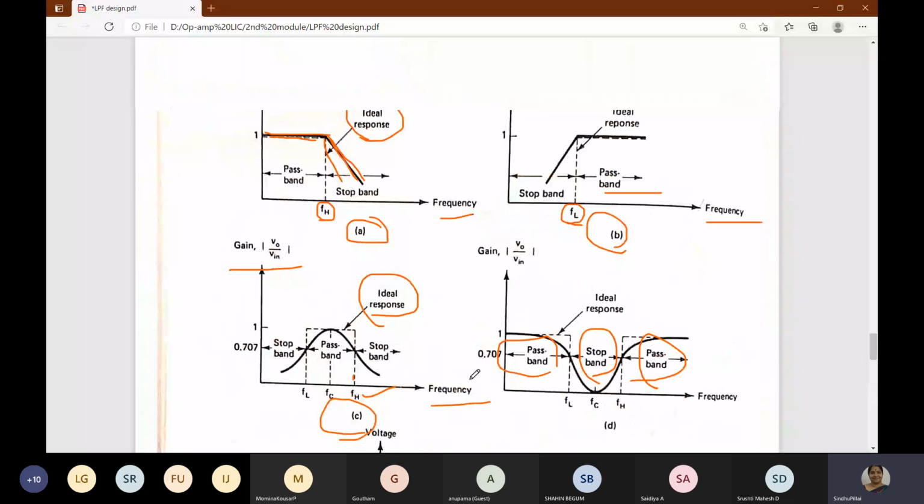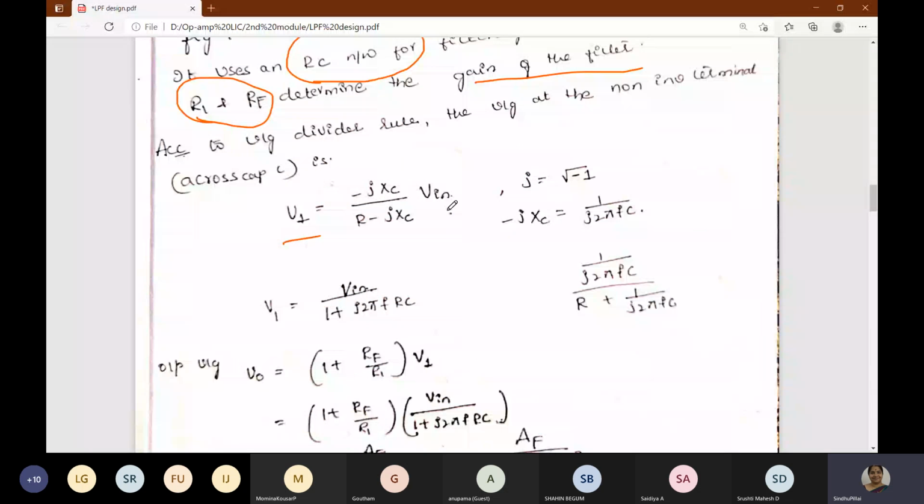What is the voltage V1? V1 is nothing but the voltage across the capacitor. The capacitor was connected at the third terminal. So it is the input voltage times the voltage across the capacitor divided by the sum, that is R minus jXC. For a capacitor, the reactance is always written as minus jXC. Minus jXC can be written as 1 divided by j2 pi FC. Substitute this 1 by j2 pi FC wherever we have XC.